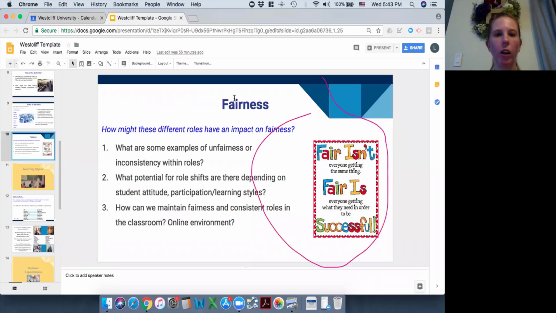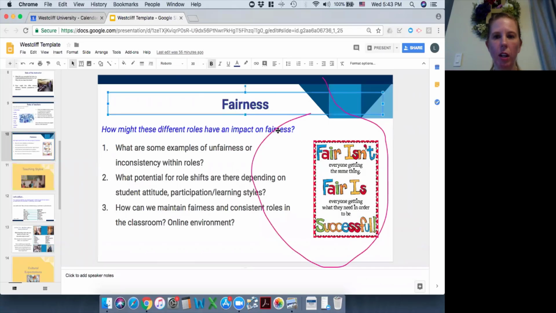Oh, did I turn on this thing, or did someone else turn on that?